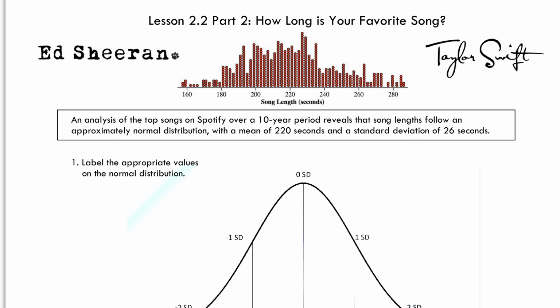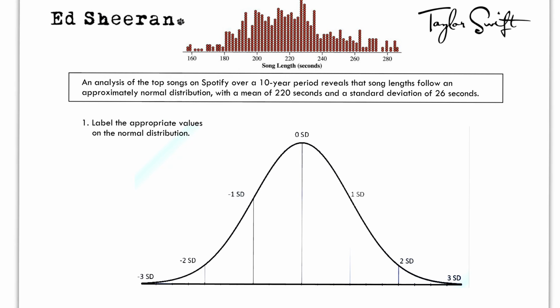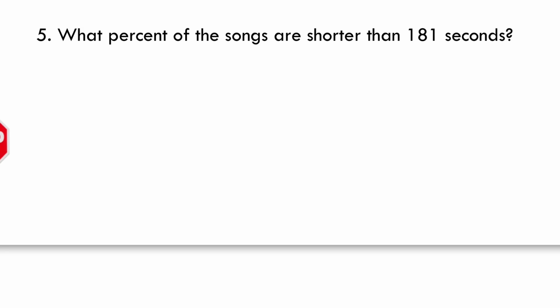So we look at the keyword normal, approximately normal distribution. That means that we do have a bell-shaped curve, and you can actually see one here. Looking at that bell-shaped curve, the mean right at the center is going to be 220 seconds, and every standard deviation is 26 seconds. So let's look at one example to find the proportion or the area under that density curve.